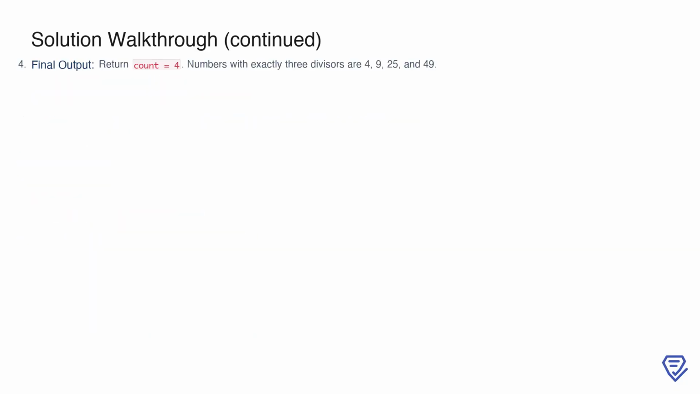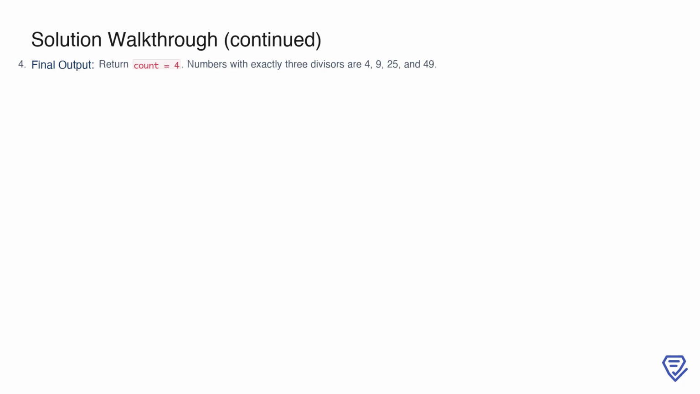For the next few iterations, we continue checking numbers. When I equals 4, it is not a prime number, so we skip it. For I equal to 5, it is a prime number, and its square, 25, satisfies the condition, so the count increases to 3. When I equals 6, it is not prime, so we skip it. Finally, for I equal to 7, we confirm that it is prime, and its square, 49, is less than or equal to 50, increasing the count to 4.